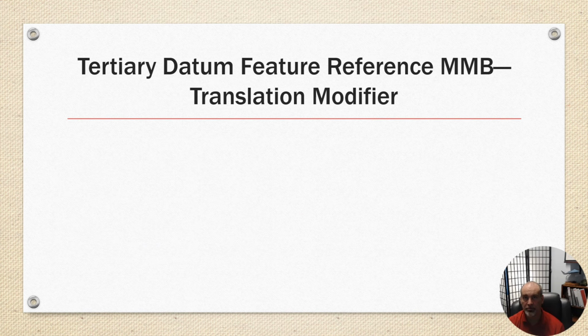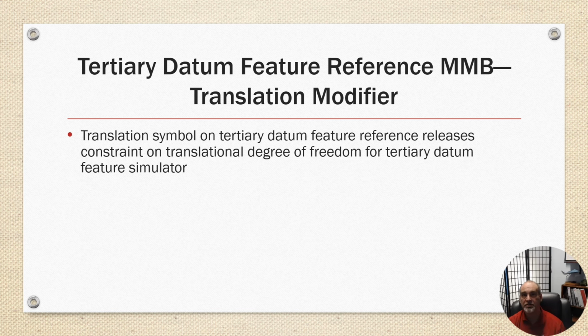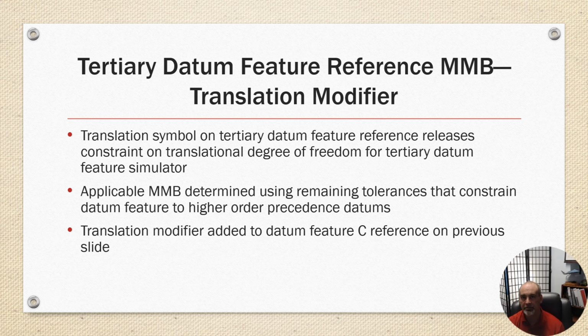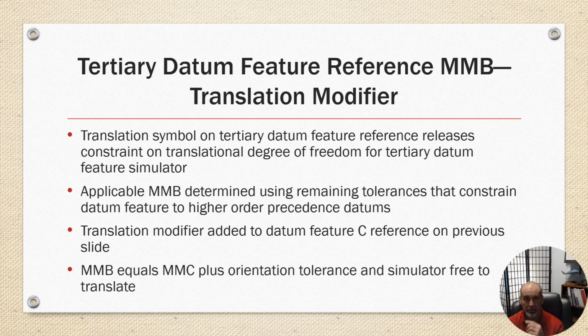The tertiary datum feature reference MMB for translation modifier. The translation symbol on the tertiary datum feature reference releases constraints on the translational degree of freedom for the tertiary datum feature simulator, so it allows it to have some movement. It's applicable at MMB determined using remaining tolerances that constrain the datum feature to a higher order precedence datum, so it allows that datum to move a little bit more, allowing the primary and secondary to have precedence. Translation modifier is added to the datum feature C reference on the previous slide, and MMB equals MMC plus orientation tolerance and simulator free to translate.